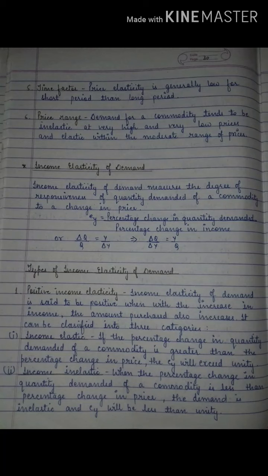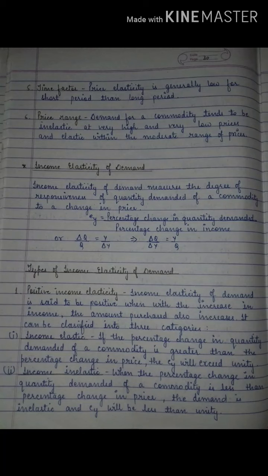Now the next part is types of income elasticity of demand. These are the different types of income elasticity which we are facing. First is positive income elasticity. What do you mean by positive income elasticity? Income elasticity of demand is said to be positive when with the increase in income the amount purchased also increases. It can be classified into three categories.